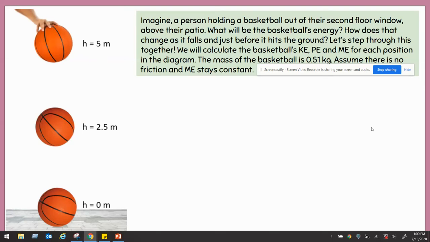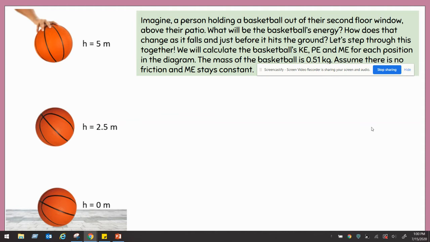Imagine a person holding a basketball out of their second floor window above their patio. What will be the basketball's energy? How does that change as it falls and just before it hits the ground? Let's step through this together.